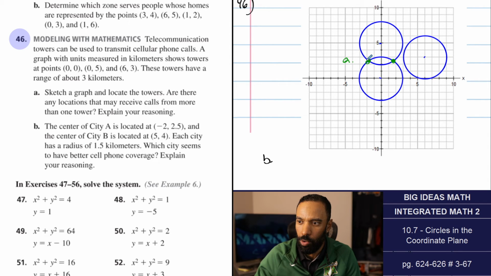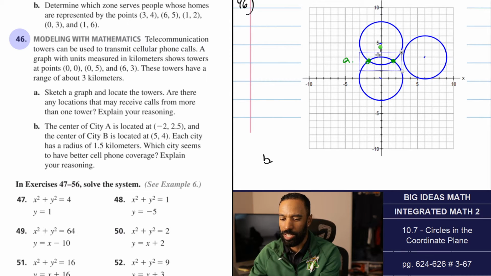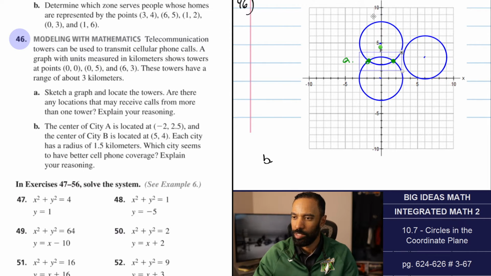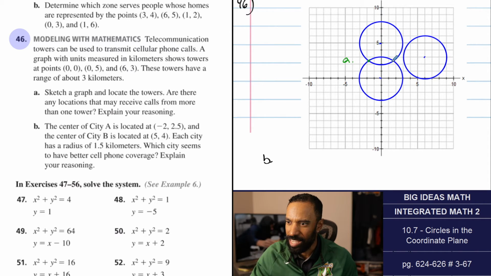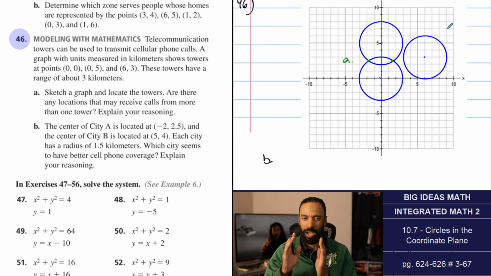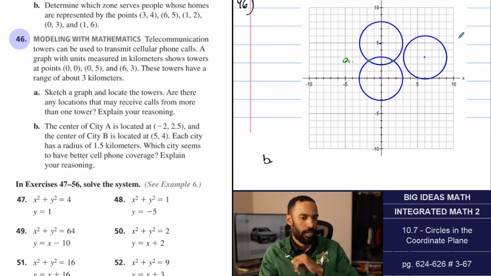-2, 2.5. Oh, that could be that one right here. Wait a minute. Maybe that's, I guess. I don't know if that's quite the point of intersection. Maybe that's a little too close to it. So I can't tell if those are supposed to be them or not. I don't think so.